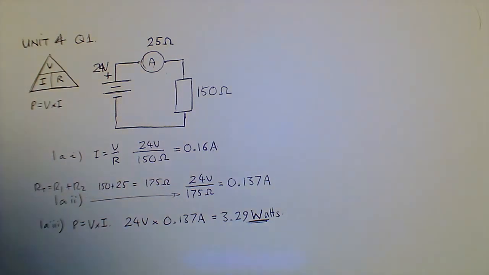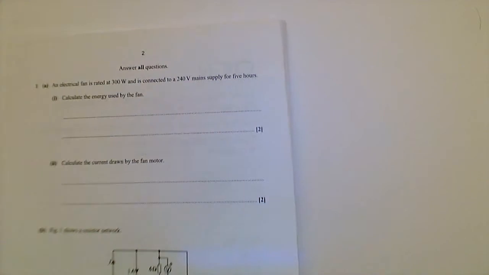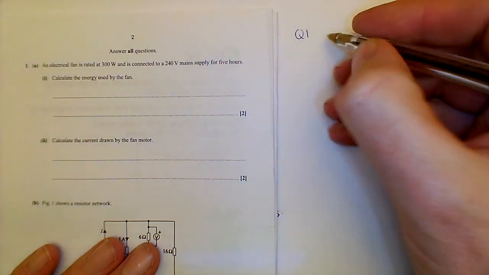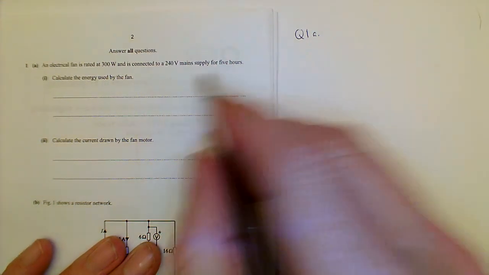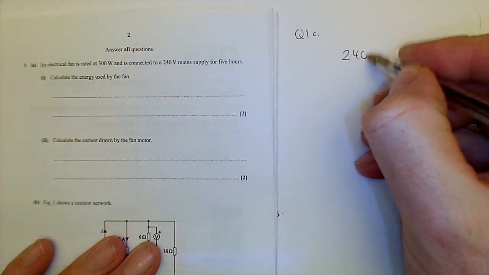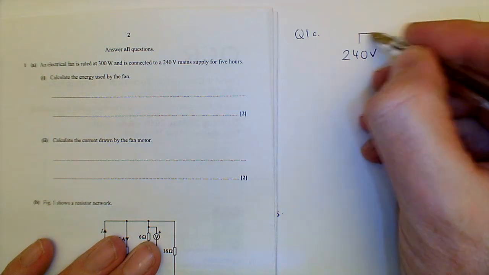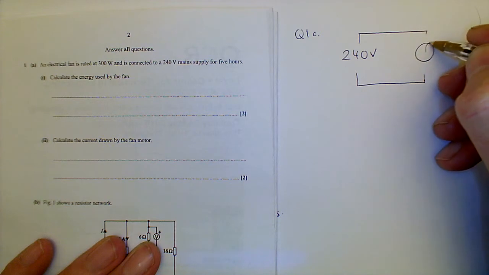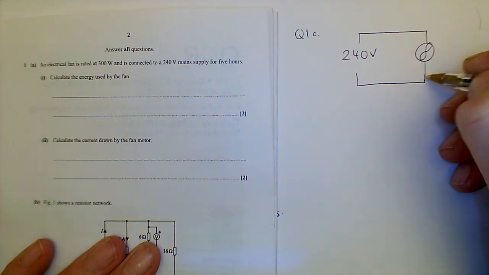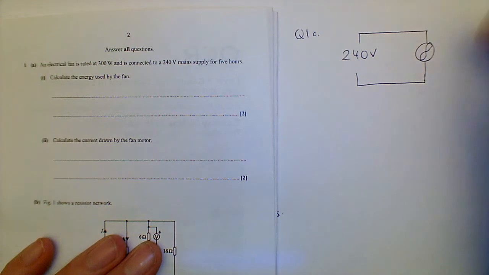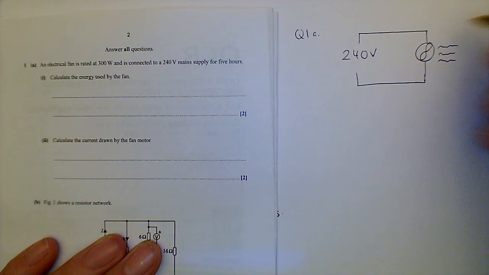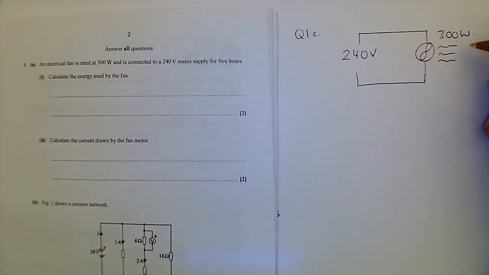Last time I walked you through the problem, so what we're going to do this time is start you off with question 1a. So I've got an electrical fan, so I've got 240 volts. Again, like I said before, I like a little sketch. So there's my fan. That is not the symbol for a fan, by the way. That's just a sketch. There isn't a symbol for an electrical fan. I'm just drawing the question to help me understand it. So we've got 300 watts here.